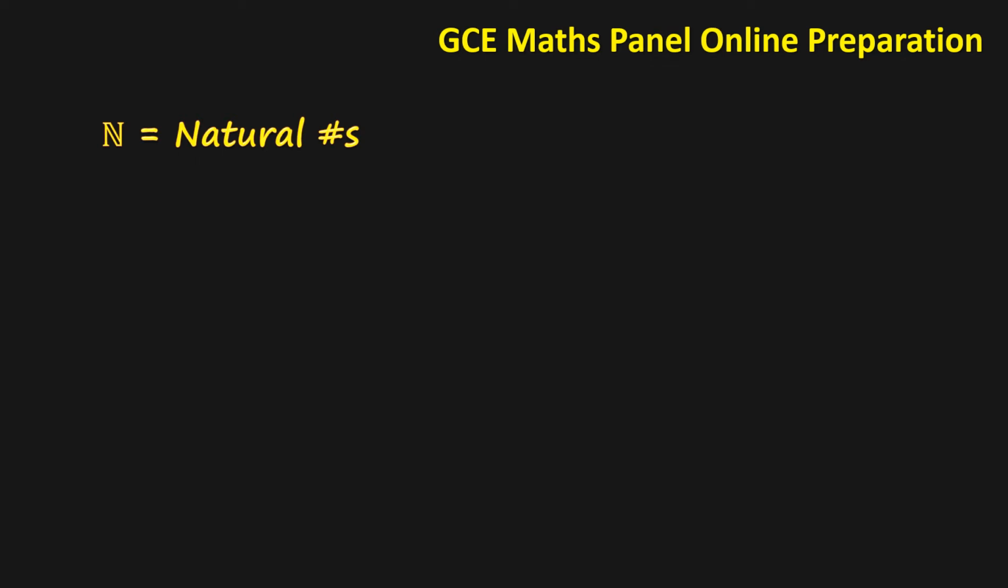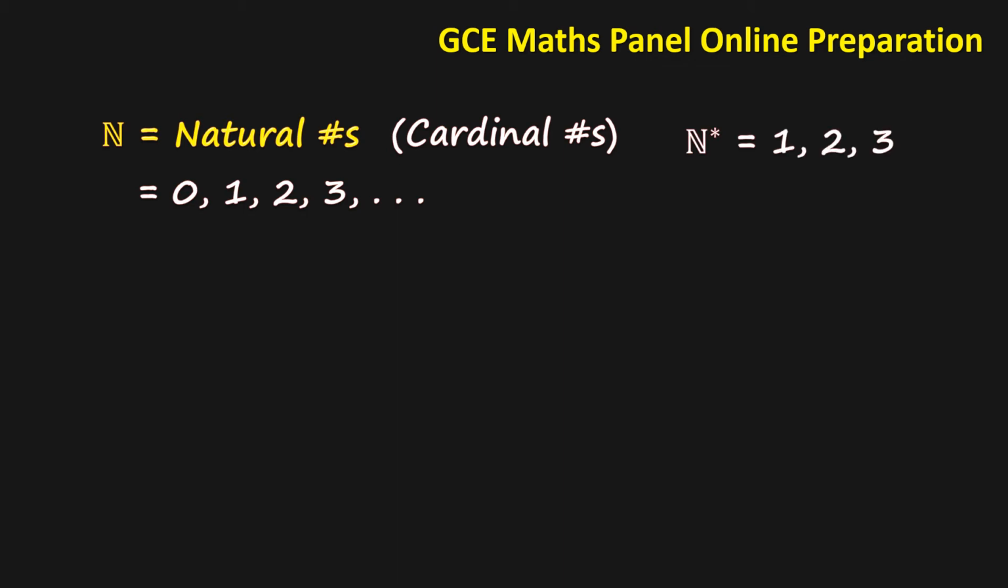We begin with the set of natural numbers, N. Natural numbers are equally called the set of cardinal numbers. The first natural number being 0, and then we have 1, 2, 3, and so on. All natural numbers are whole numbers. N star represents the set of natural numbers excluding 0.